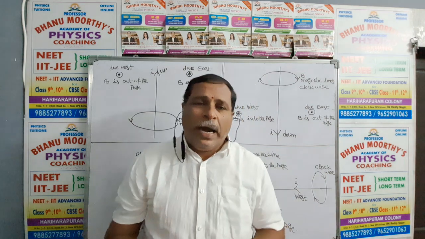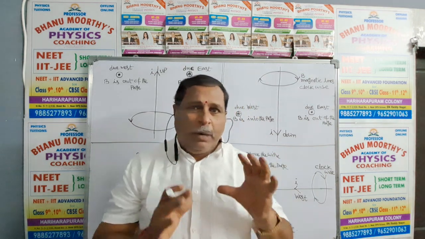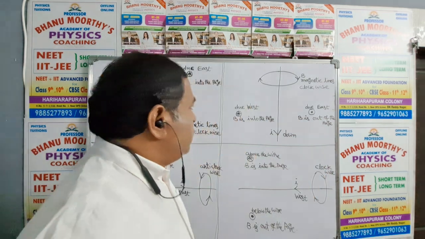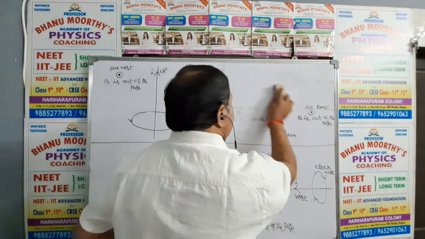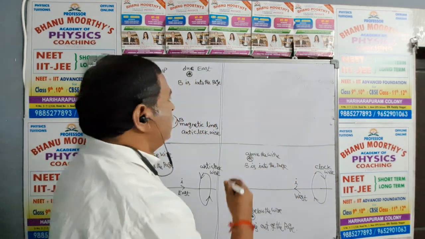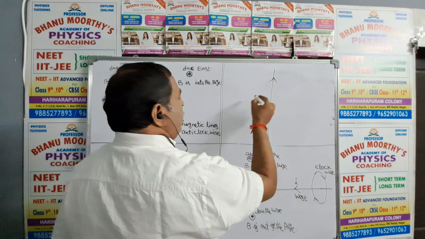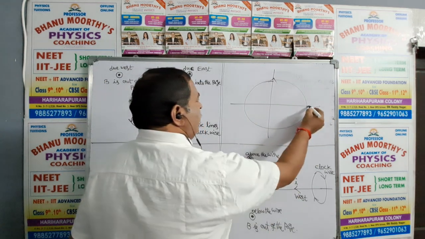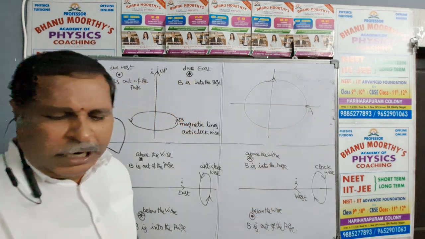Okay, in this video class, tips number 3, I have given this information to you. One more information I want to give to you, that is, this is a current carrying conductor. Okay, I am going to type this. This is the circle. At point A, I want magnetic induction.